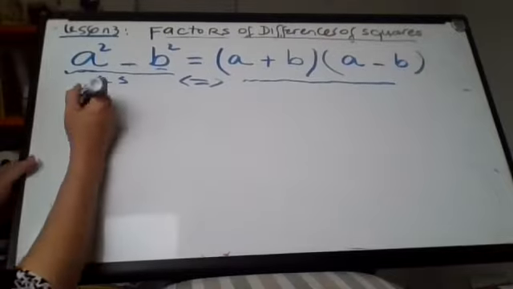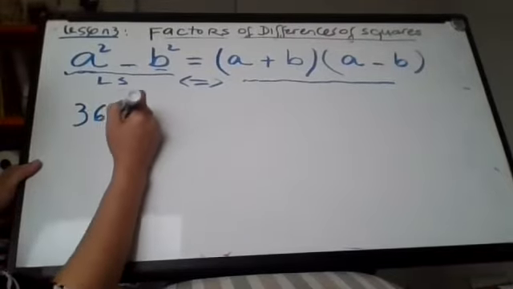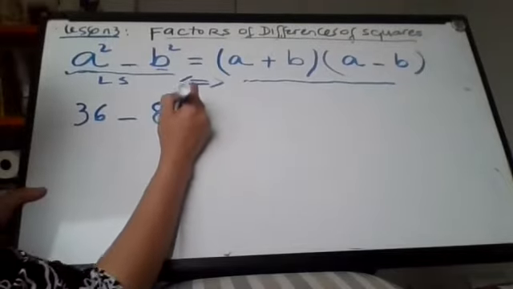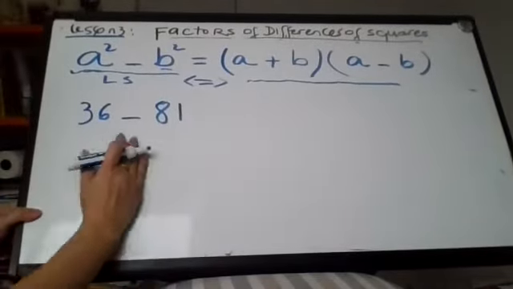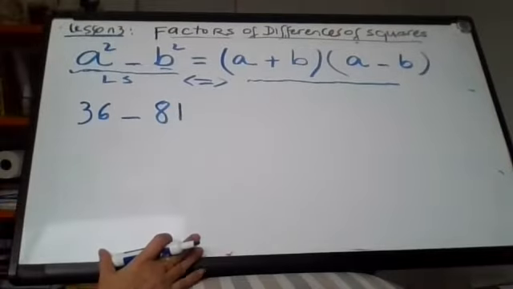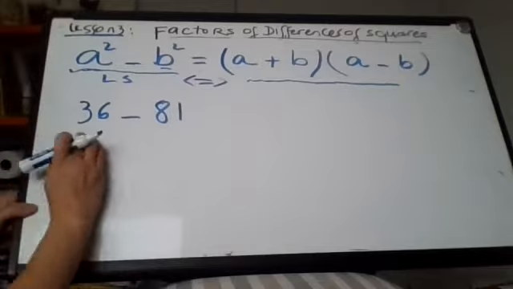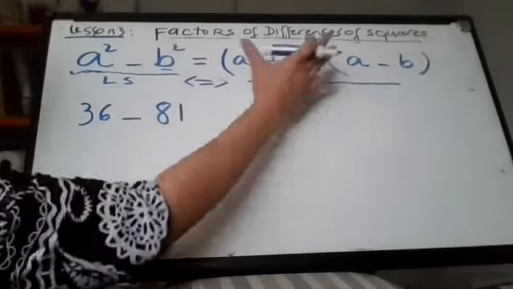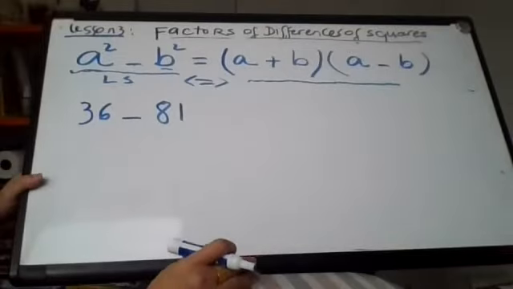Let's say I have the number 36 minus another number, 81. Now keep in mind, this is a subtraction, but our purpose in this lesson is not subtracting these numbers. Our purpose is factoring this expression by applying this formula.